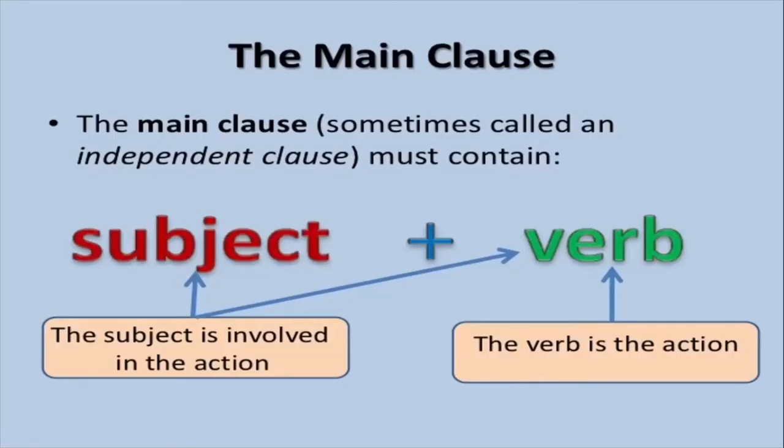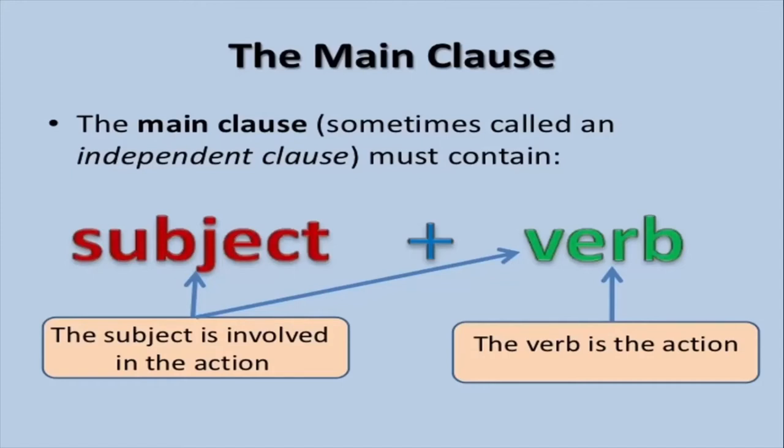Let us now look at one more way to look at the meaning of main clause. The main clause is called an independent clause also. A main clause should contain a subject and a verb. If the clause has to be called a main clause, it should have a subject and a verb. Why? Because it is independent. That means it has got complete meaning. It is a sentence in its own right.